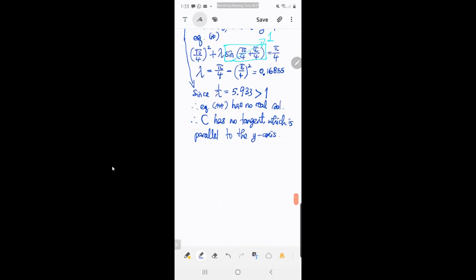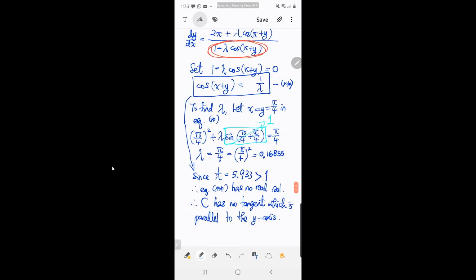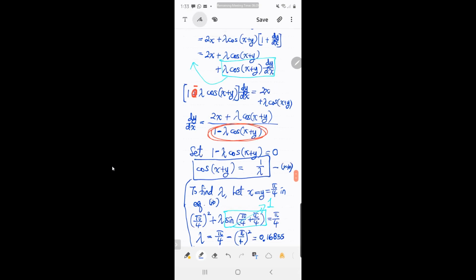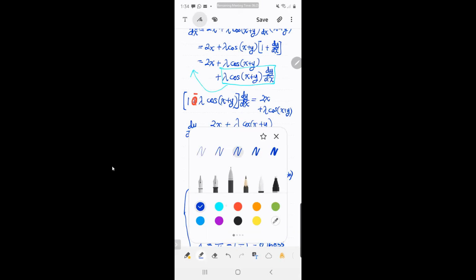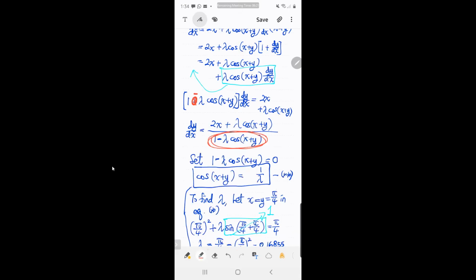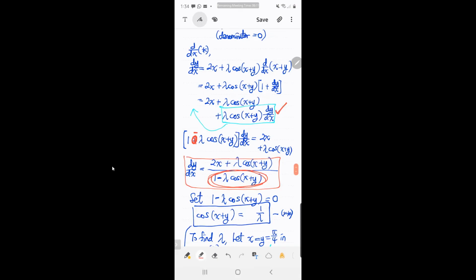So for the second part, d2y dx2 means you have to differentiate again. So you differentiate, right? You don't go and use the dy dx form here. Don't use this one, the red box. You use the previous one, this is the okay form. You use this one to get the d2y dx2.